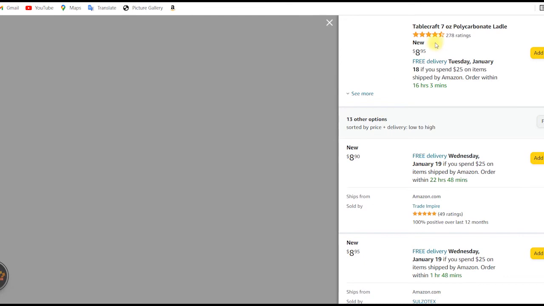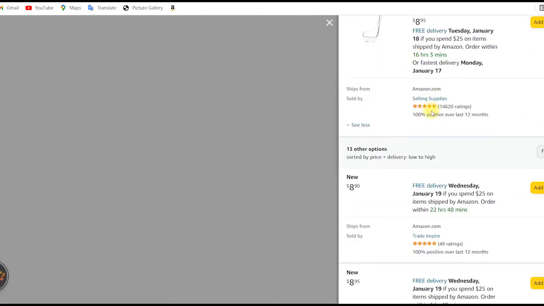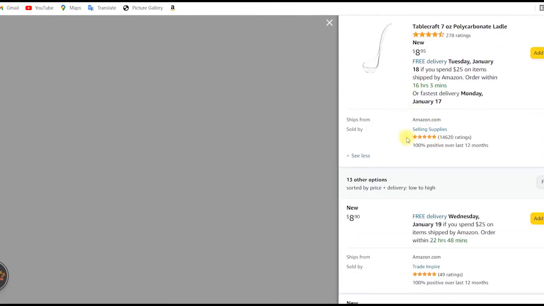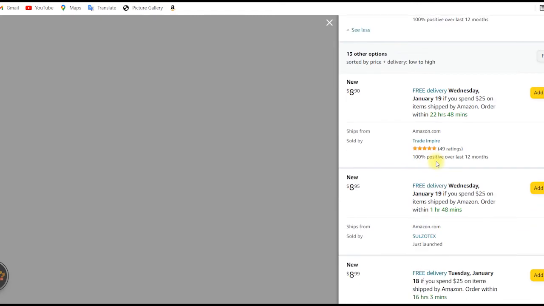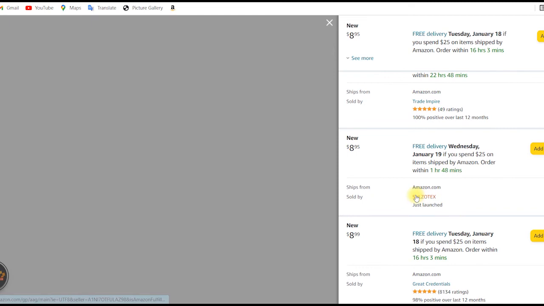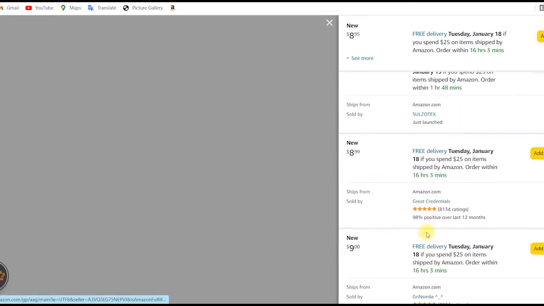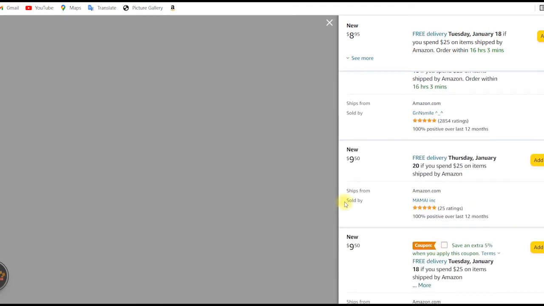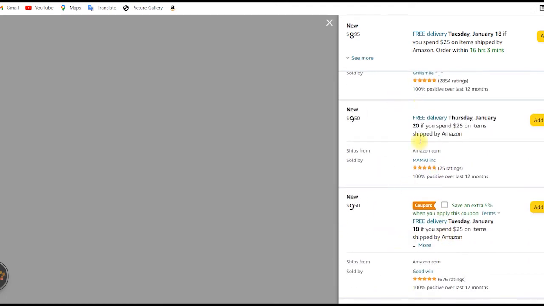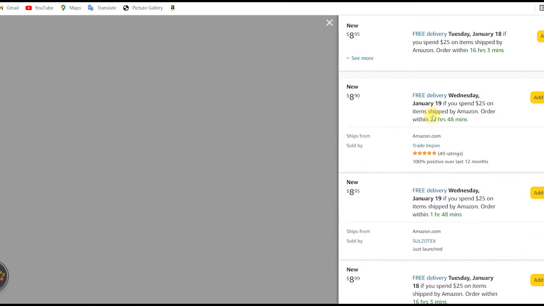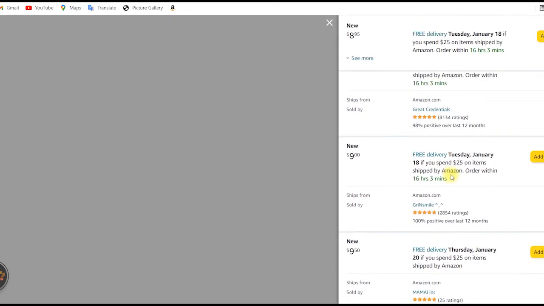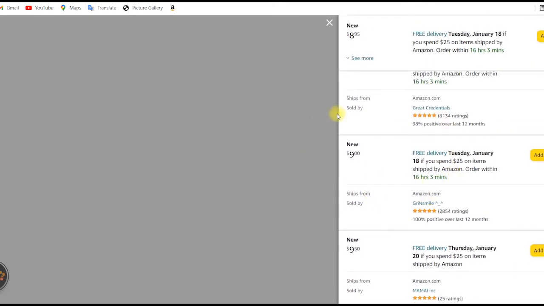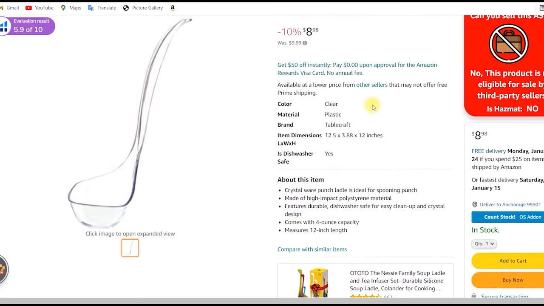Okay, so here we can see these are the sellers. This one at the top has the buy box, so that's why it is shown on top. And after that you can see Trade Empire and different names here. So these are all the sellers selling this product, and these sellers are competing with each other in this buy box.